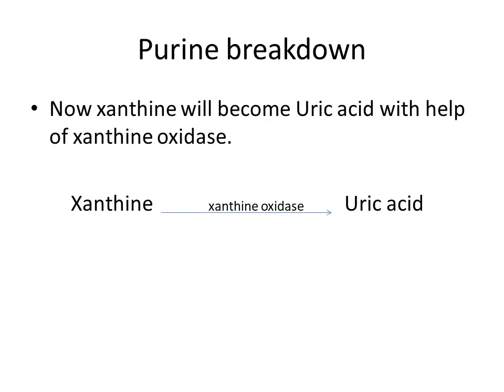Further to it, now xanthine will become uric acid with the help of xanthine oxidase. Xanthine oxidase is a very important enzyme for the purine breakdown. If we don't have xanthine oxidase, we can develop certain diseases that we are going to talk about later on in this video.